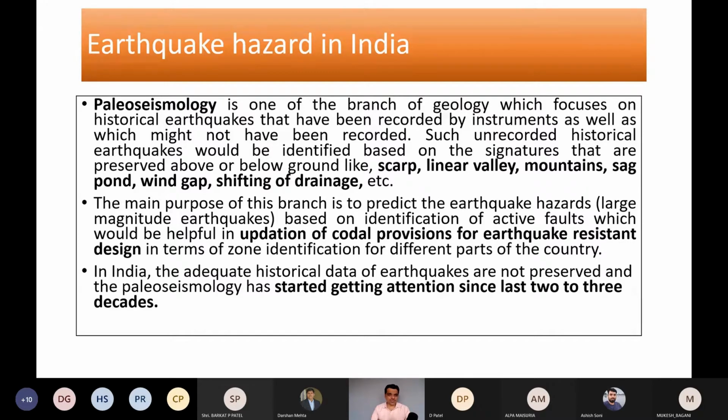Right. So the main purpose of this branch is to predict the earthquake hazard, and based on that, the codal provisions could be updated. As we know, when the earthquake struck Bhuj in 2001, the peak ground acceleration was nearly 0.55 g. And the peak ground acceleration considered in our Indian standard code is nearly 0.35 g. And as we all know, there are already warnings that moderate to very severe earthquakes could be expected in the northern part of India, right? And that magnitude could be as high as 0.9 or up to 1 g.